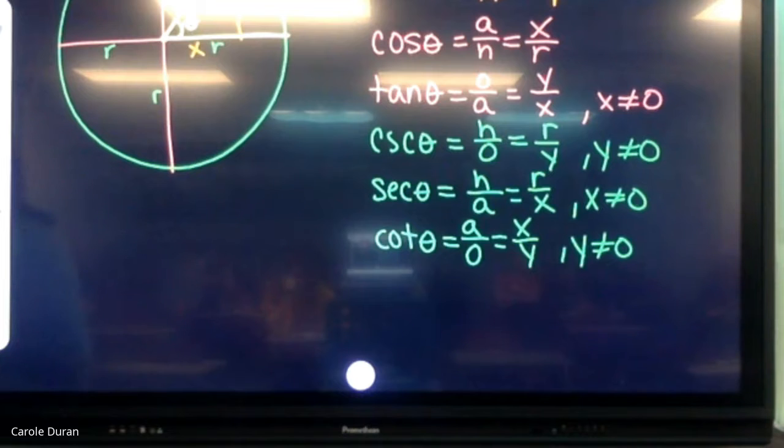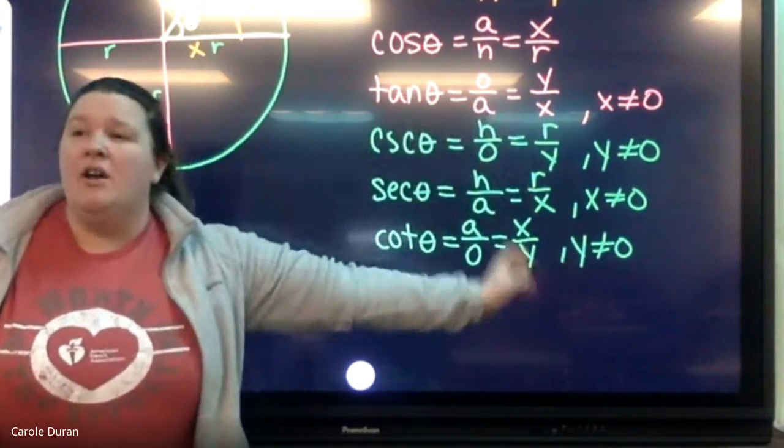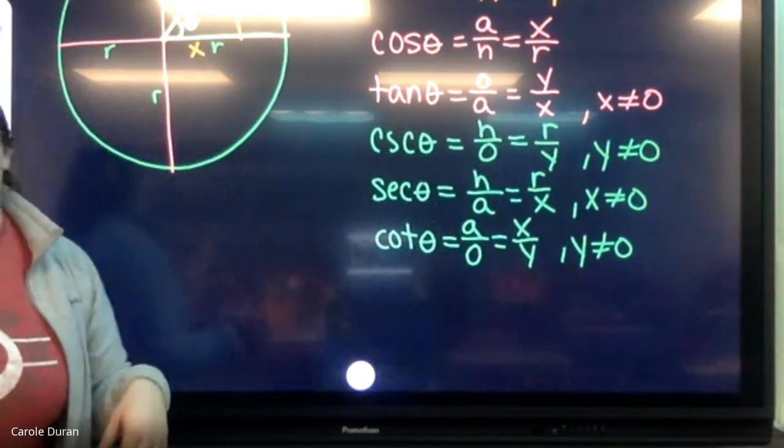So of course, we're going to do an example that uses this information, but I will wait until you're all done writing. I would highly suggest that you star this or circle this or box this in, because these ratios, so the x, y, and r, are going to be very important when we build our unit circle next week.